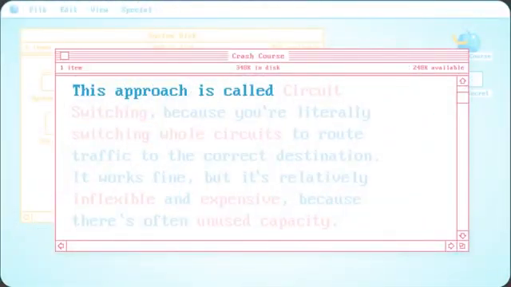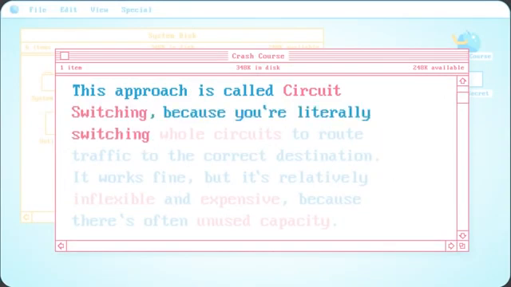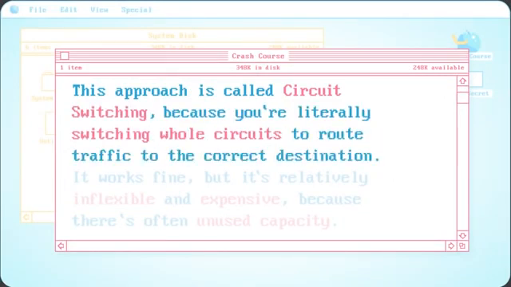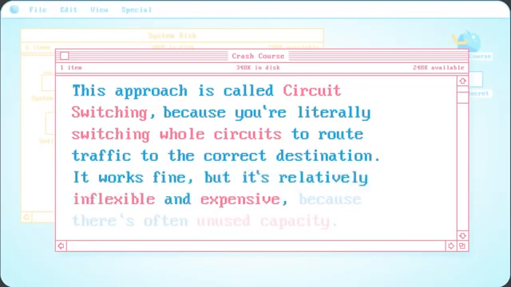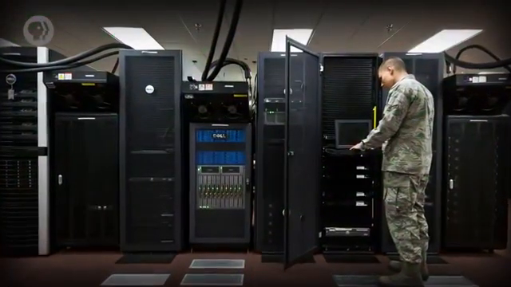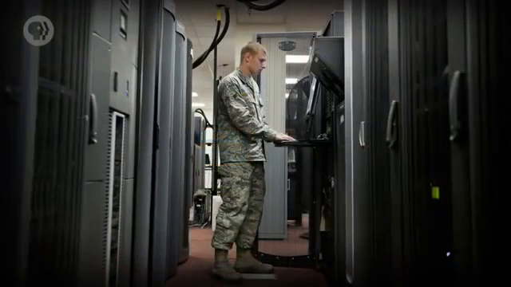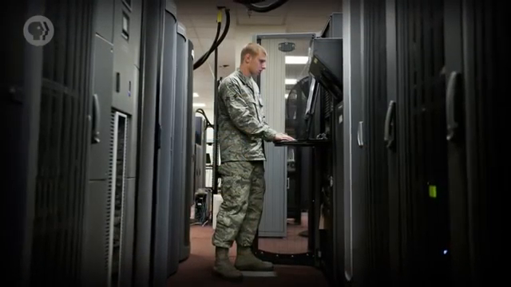This approach is called circuit switching because you're literally switching whole circuits to route traffic to the correct destination. It works fine, but it's relatively inflexible and expensive because there's often unused capacity. On the upside, once you have a line to yourself or you have the money to buy one for your private use, you can use it to its full capacity without having to share. For this reason, the military, banks and other high importance operations still buy dedicated circuits to connect their data centers.